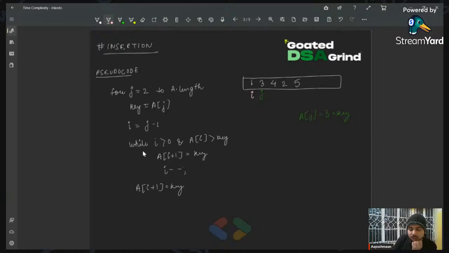Now this condition will check while i is greater than 0. Actually, in arrays we have indexing starting from 0, but in pseudocode and for referential purposes, we consider it from 1, 2, 3, 4. So let's consider this is 1. For now, i is greater than 0, yes. And is a of i greater than key? Can you confirm in chat, is a of i greater than 3? What is our a of i? It is equal to 1. Is it greater than 3?